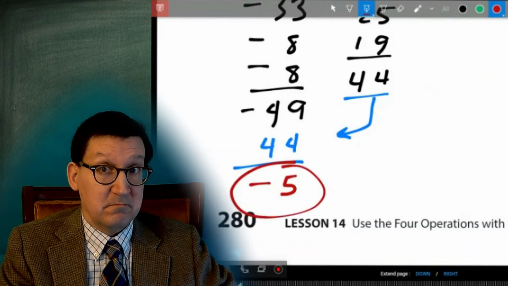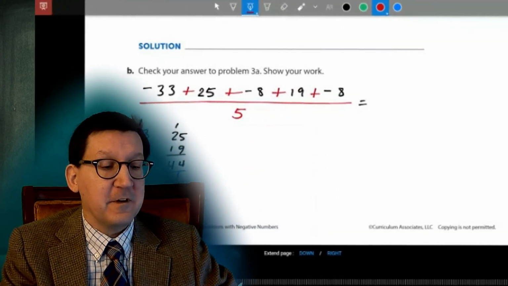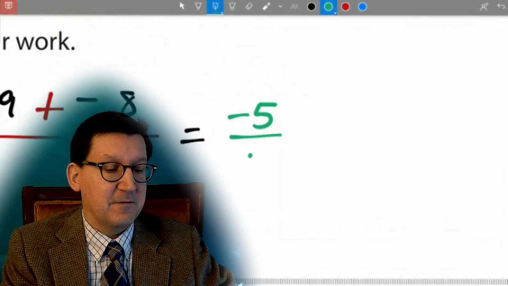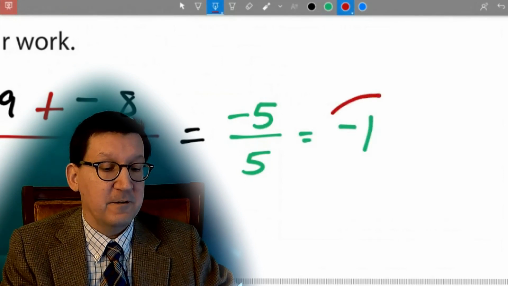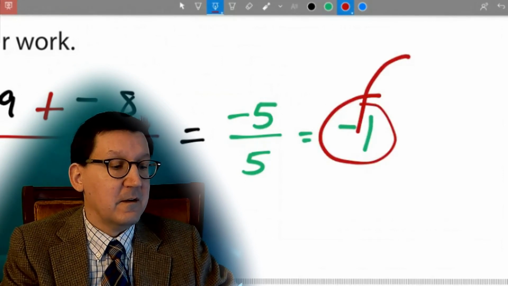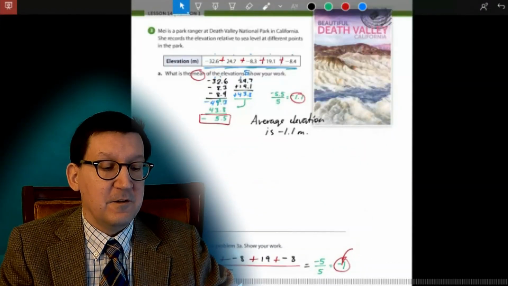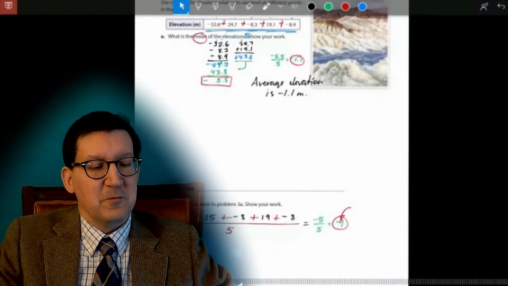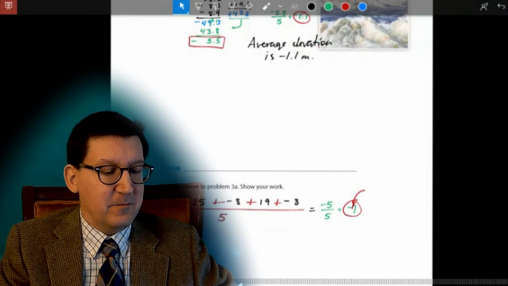All right. Is that close to what we got? Yeah. Because if we take our negative 5 and divide by our 5 data points, that gives us negative 1. And negative 1 is very close to what we got using the actual numbers, negative 1.1. So that tells us that when we check using rounding, our answer was reasonable, as they say. And that's a good way to check.